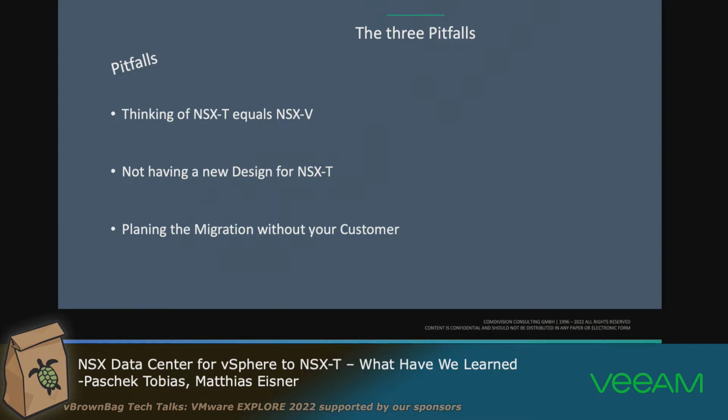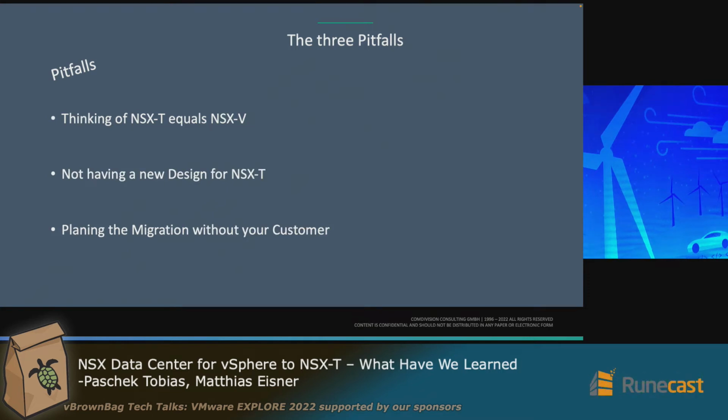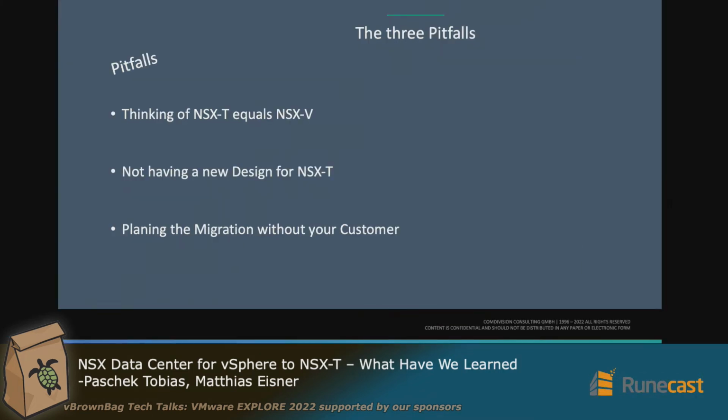The three pitfalls. Toby, what do you think? T is just the next version of V? Yeah, absolutely. That's one of the biggest issues. Many people believe NSX V and NSX T, more or less the same name, mean a quick and easy migration. And that's not true. NSX T and NSX V are fully different products. They act differently, and this is why most of the migrations fail, because no one is prepared.